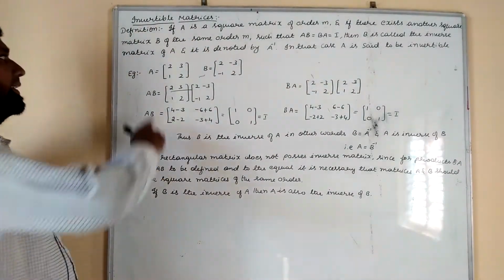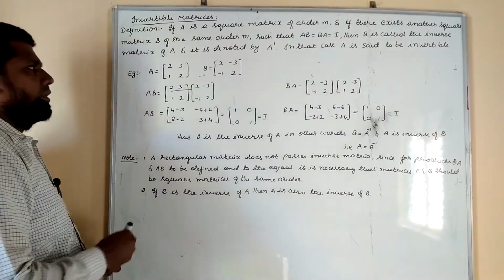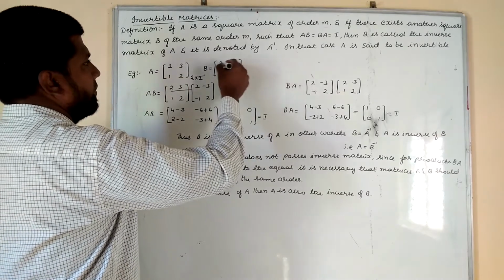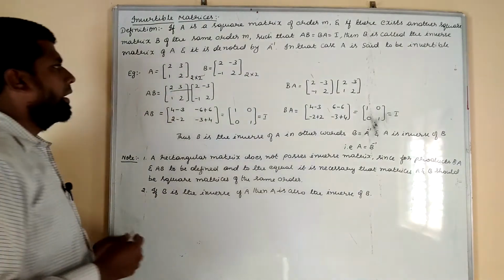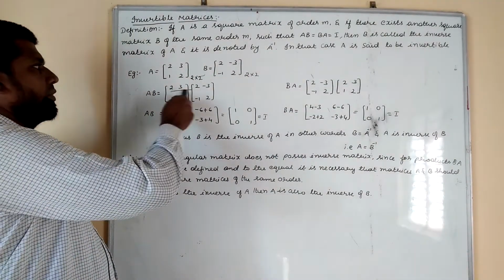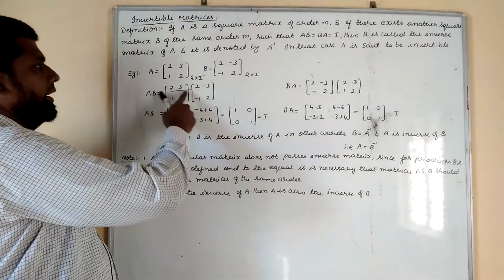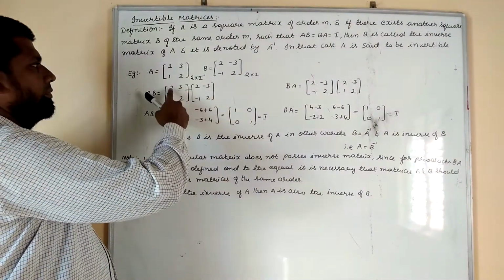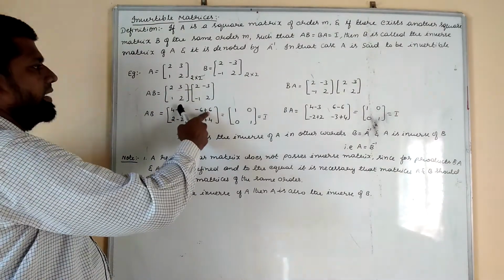So let us take an example here. A is equal to 2, 3, 1, 2 of order 2 cross 2. B is equal to 2, minus 3, minus 1, 2 of order 2 cross 2. So you know how to multiply the two matrices A and B. The first row is multiplied with the first column: 2 into 2 is 4, 3 into minus 1 is minus 3. The first row is multiplied with the second column: 2 into minus 3 is minus 6, 3 into 2 is plus 6.